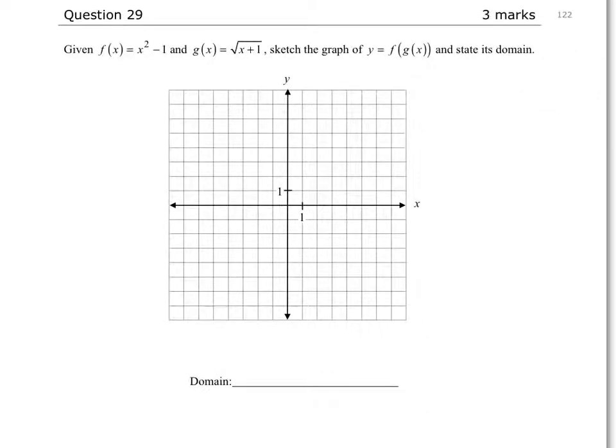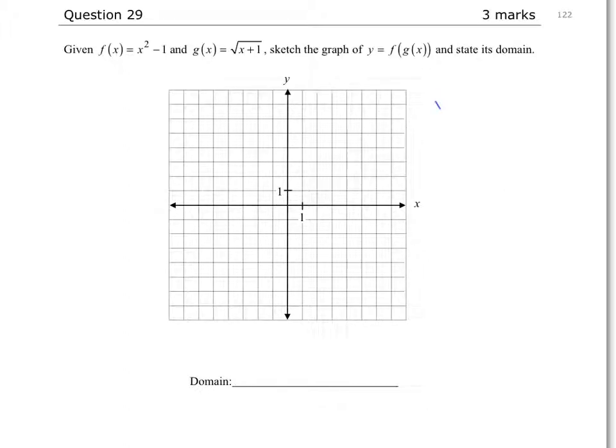Question 29. Given that f of x equals x squared minus 1 and g of x equals the square root of x plus 1, sketch the graph of y equals f of g of x and state its domain. So this is a composite function.